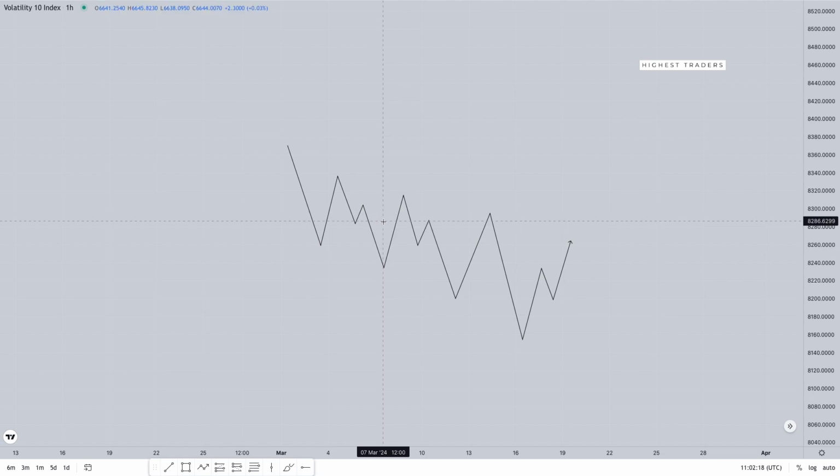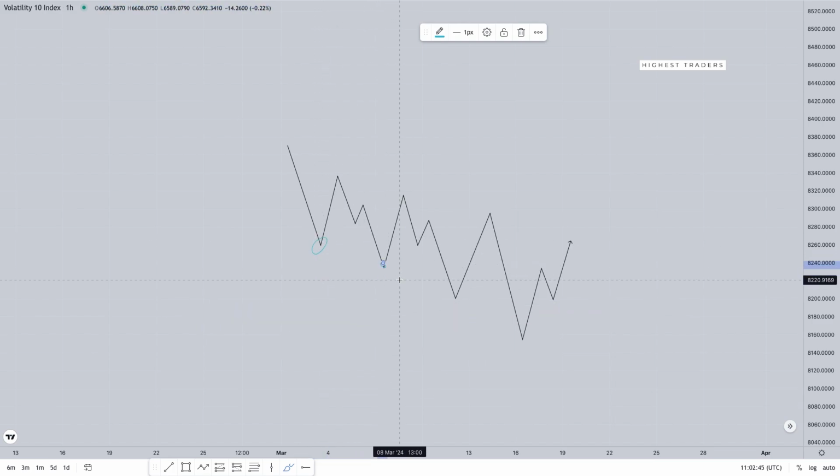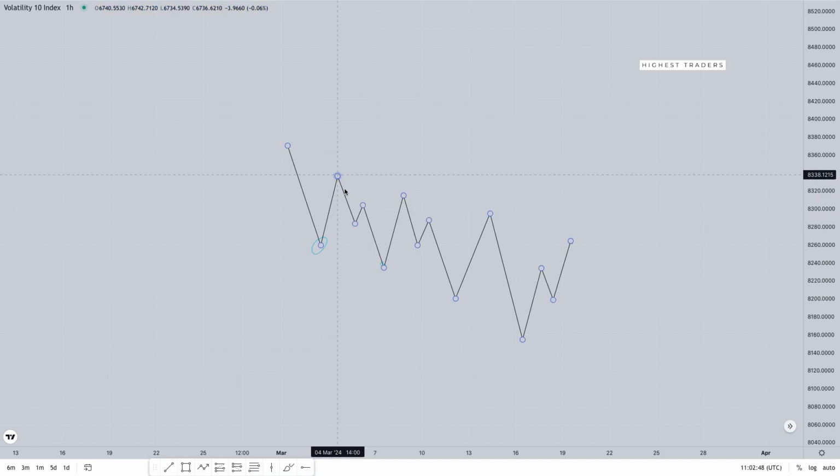Now, when we go into the smart money concept and talk about inducement, inducement in the smart money concept is always the first significant pullback that originated a break of structure. So this is a previous structure, a previous low, and now we have a break of that low, creating a lower low. If we look at this impulse that broke through this previous low, the first and only significant pullback is on this one, right?